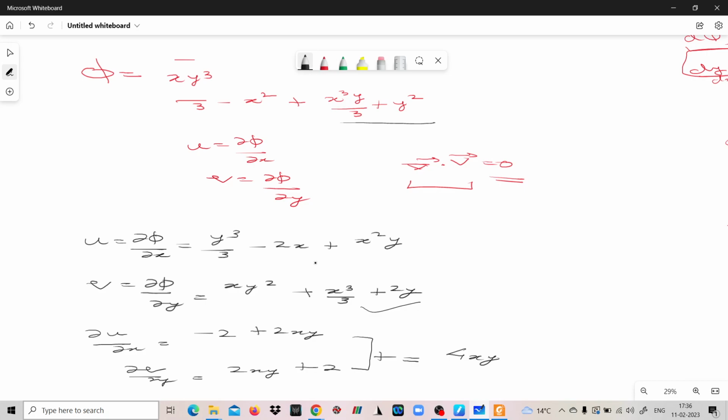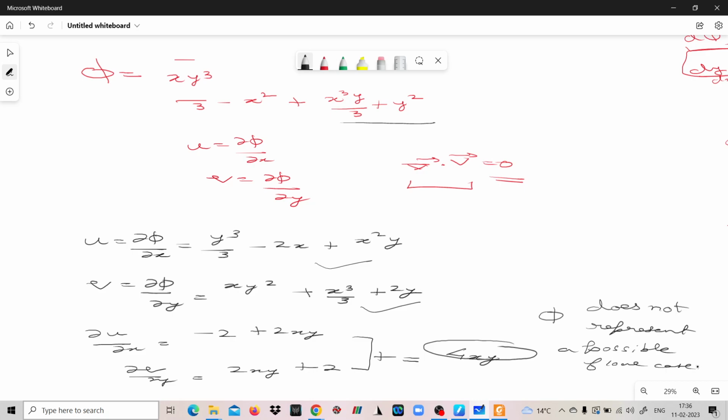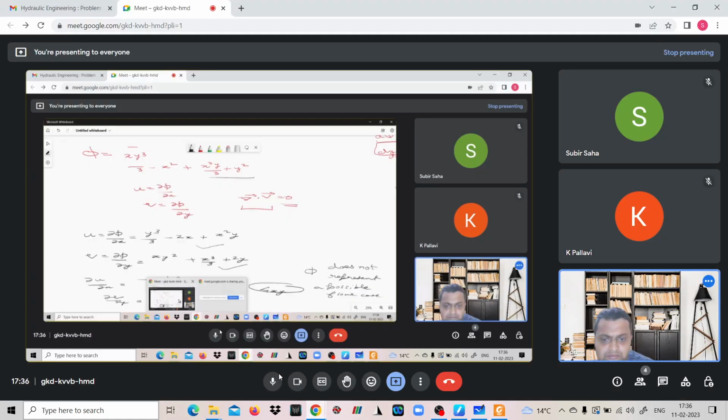You please check once. But if these computations are correct, then this is not equal to 0, and hence it does not represent a possible flow case. Okay, so is this problem clear, or do you have any doubt?